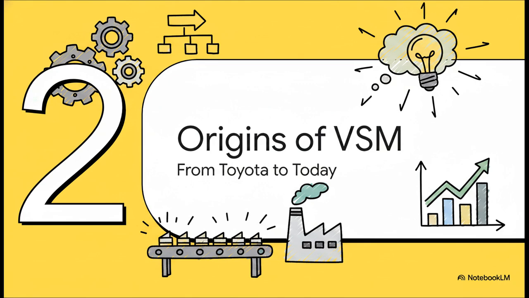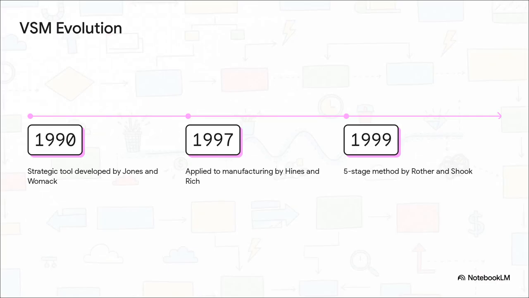Let's move on to Section 2, origins of value stream mapping. VSM didn't just appear out of thin air. It has a really fascinating evolutionary journey deeply rooted in lean philosophy and the famous Toyota production system, which was all about just-in-time production. As a formal strategic tool, it was first brought into the spotlight by Jones and Womack back in 1990. Then, fast forward to 1997, Hines and Rich successfully took these concepts and applied them to manufacturing environments to expose waste at an enterprise level.